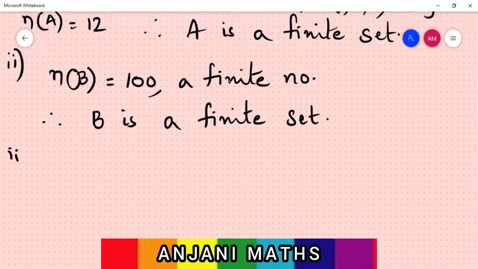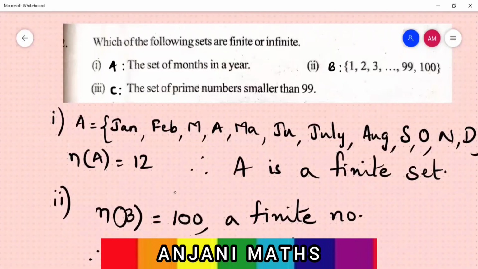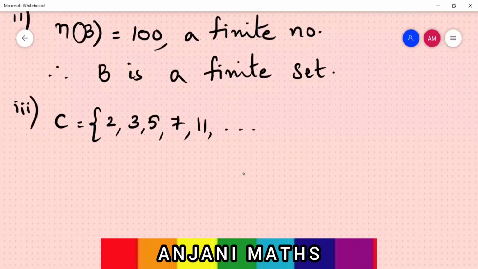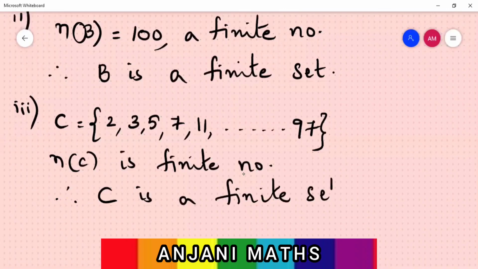What's the third one, ma? Set of prime numbers smaller than 99. Let me take that as C. It starts with 2, 3, 5, 7, 11, 13, and so on up to 97. We can count the numbers in that, isn't it? 25. N of C is a finite number. Therefore, what's the conclusion? C is a finite set.